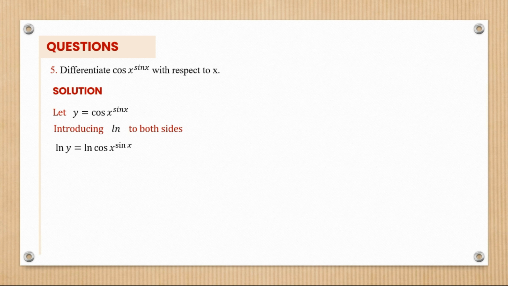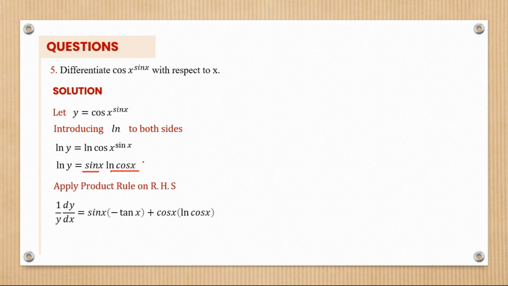So now we're going to bring the power to the left hand side of the ln, and that's what we have. So again, we're going to apply the product rule right here for both, and then we're going to have 1 over y dy/dx being equal to sine x times negative tan x plus cos x times ln cos x, and that's what we have.